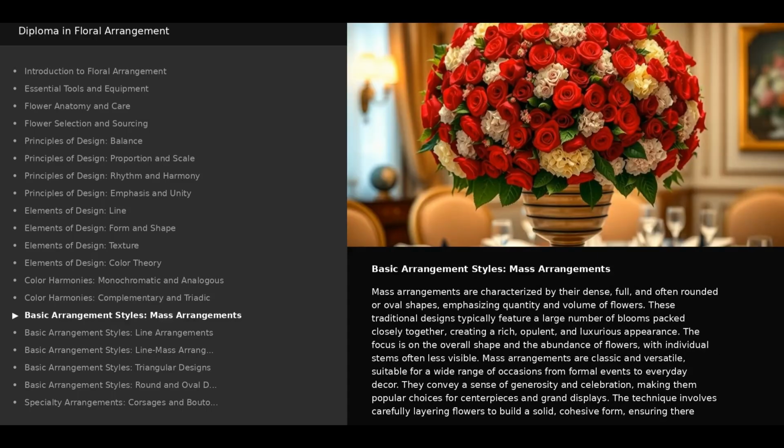Basic arrangement styles. Mass arrangements. Mass arrangements are characterized by their dense, full, and often rounded or oval shapes, emphasizing quantity and volume of flowers. These traditional designs typically feature a large number of blooms packed closely together, creating a rich, opulent, and luxurious appearance. The focus is on the overall shape and the abundance of flowers, with individual stems often less visible.